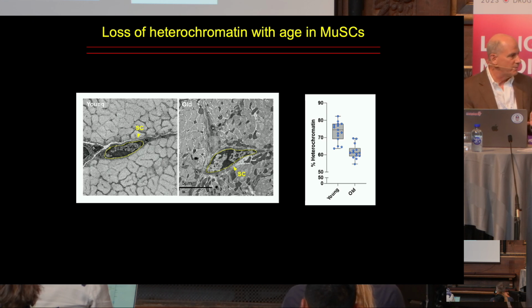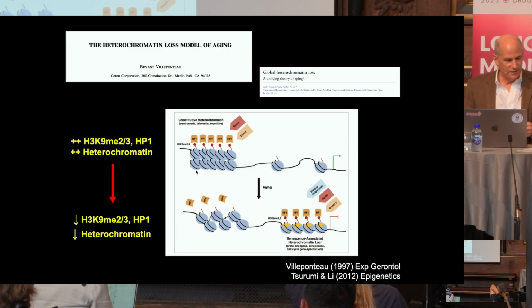So using electron microscopy as a start, we see a decrease in heterochromatin levels in quiescent cells, these non-dividing cells, over time with age. And this fits with a theory of aging that I really had not been familiar with, but there's a theory of aging called the heterochromatin loss theory of aging. And the idea is that with age, and this has been shown in species from yeast to mammals, there is in fact loss of heterochromatin in lots of cells with age.